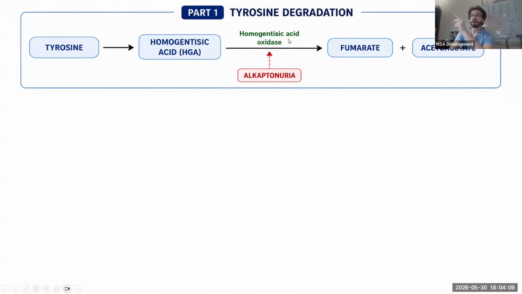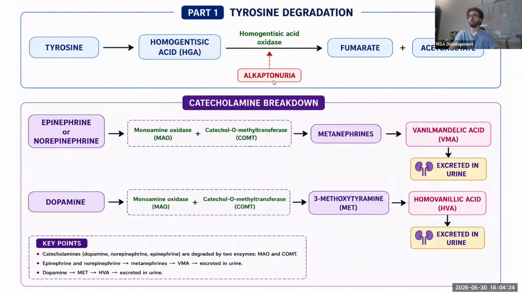If homogentisic acid oxidase is deficient, what do you guys think will happen? We will have a buildup of homogentisic acid, which would lead to a disease called alkaptonuria. A very special and interesting disease we will talk about now. Of course, this is for tyrosine. But what about epinephrine, norepinephrine, dopamine? How are they broken down?